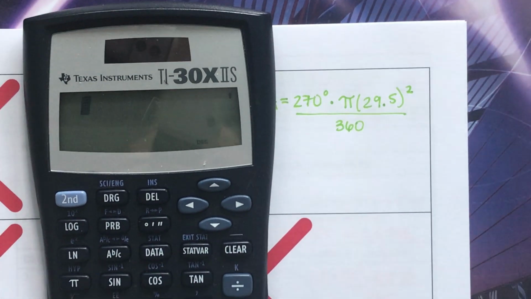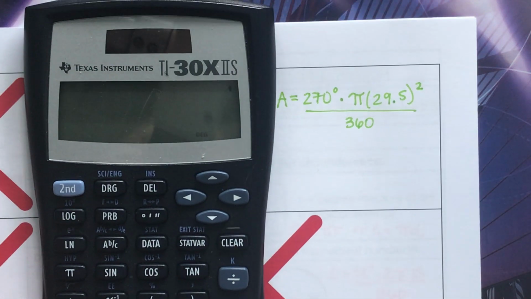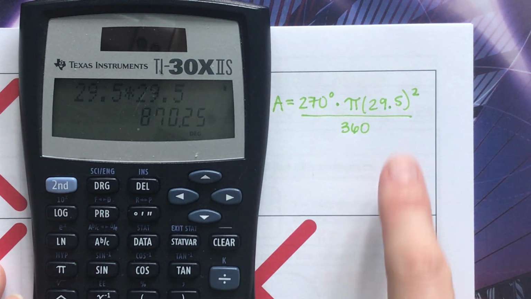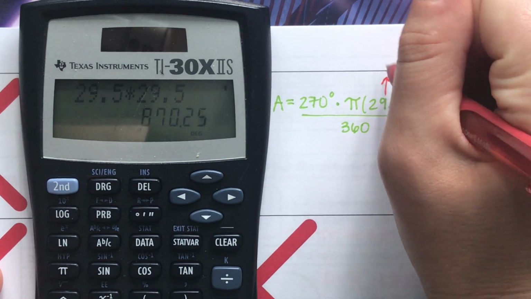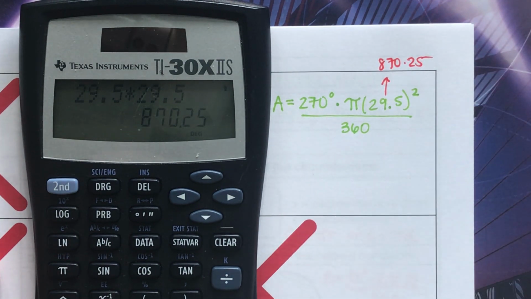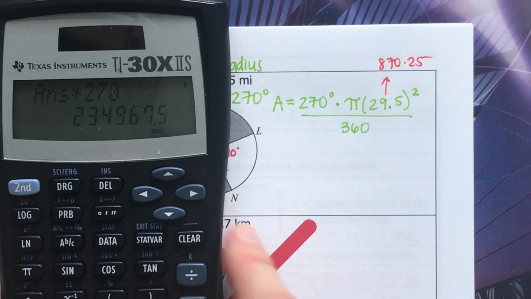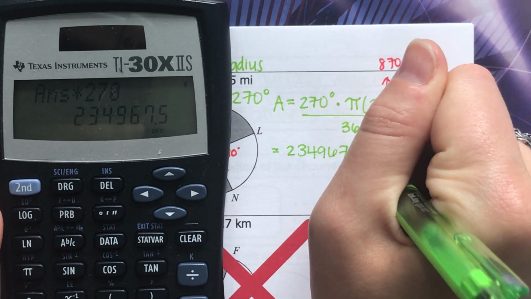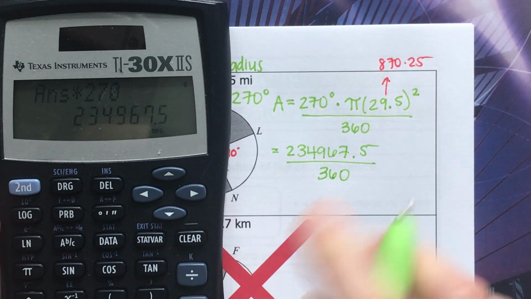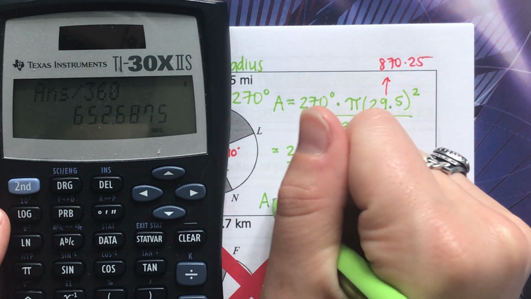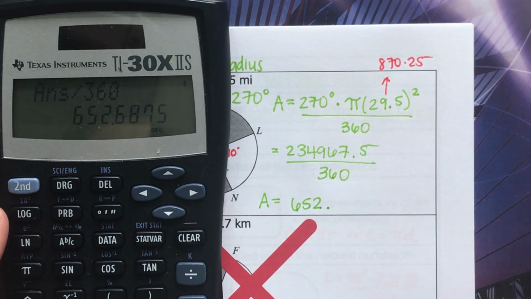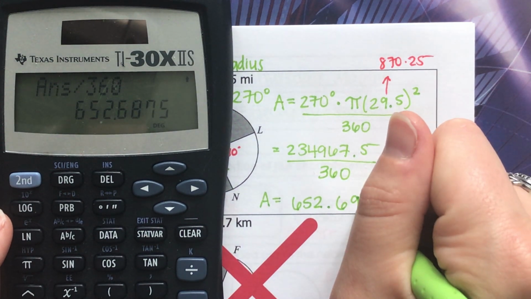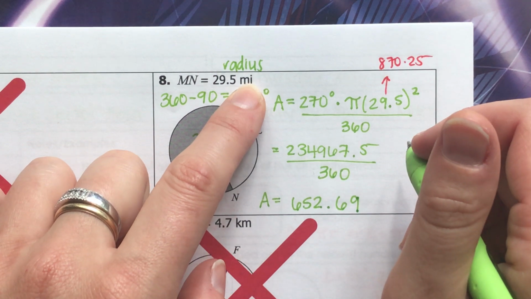Okay, so I can kind of show you how I put this in my calculator in case you are wondering. I'm going to do 29.5 squared first. You can either use the squared button, or just multiply it times itself. I get 870.25 here. I'm now going to multiply that times 270, so I get a crazy big number. And I take that number and I divide it by 360. So I get my area is 652.68. The number after is a 7, so it becomes 652.69. And then we're talking about miles squared.